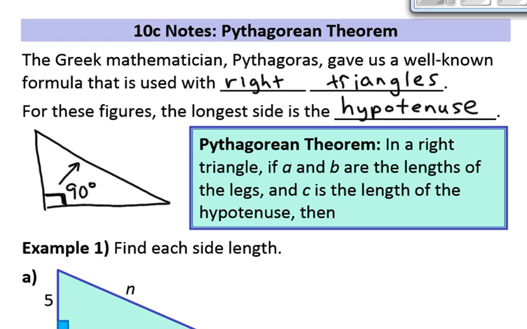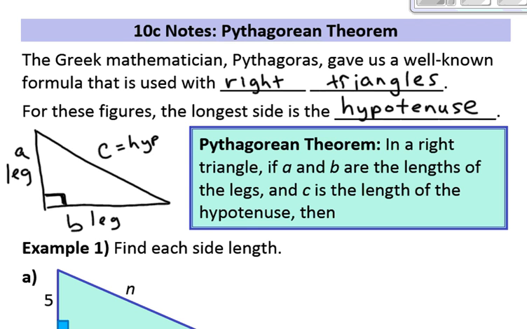And with the Pythagorean theorem, we typically call that hypotenuse the C value. Okay? Now, the other values are called the legs. So if C is the hypotenuse, then the other two are called the legs. So the legs form that 90-degree angle. So one leg we'll call A, and the other leg we'll call B.